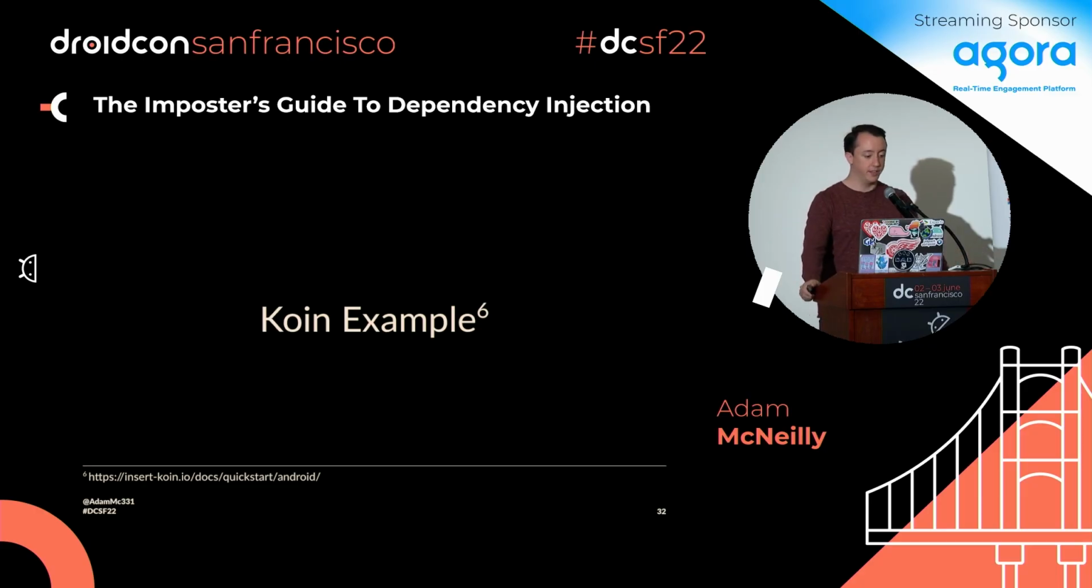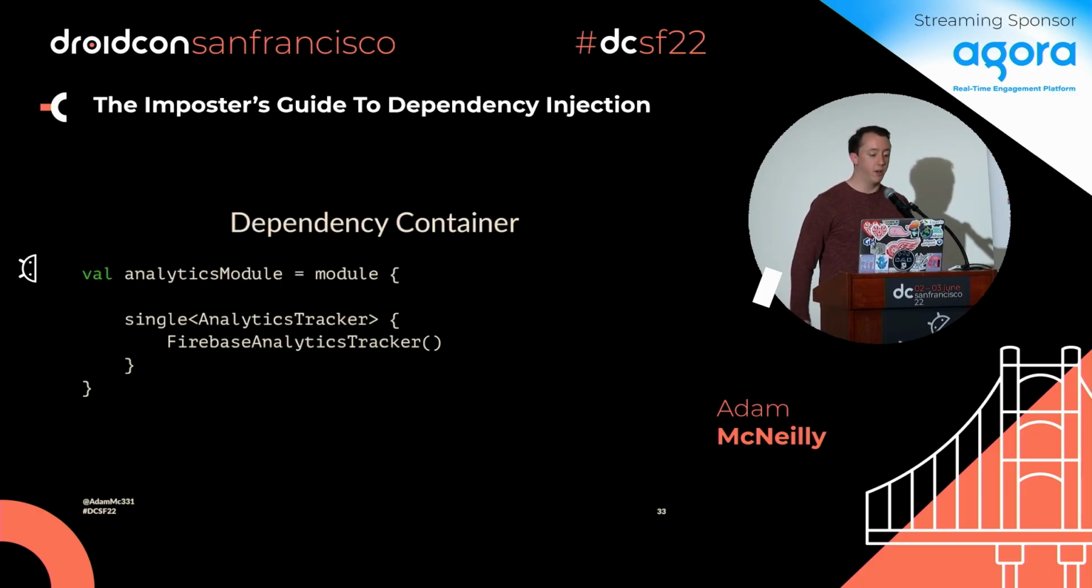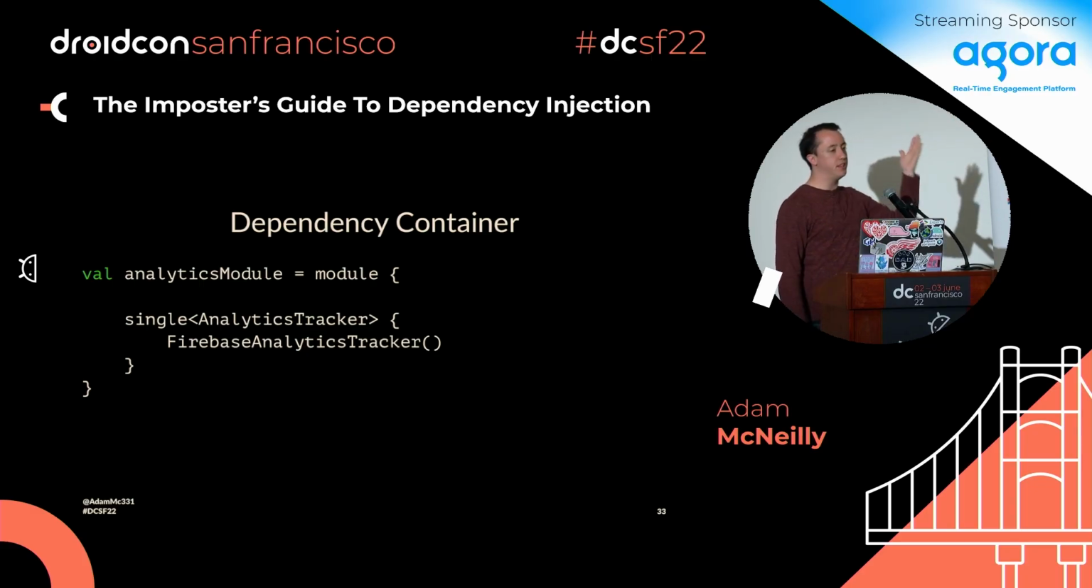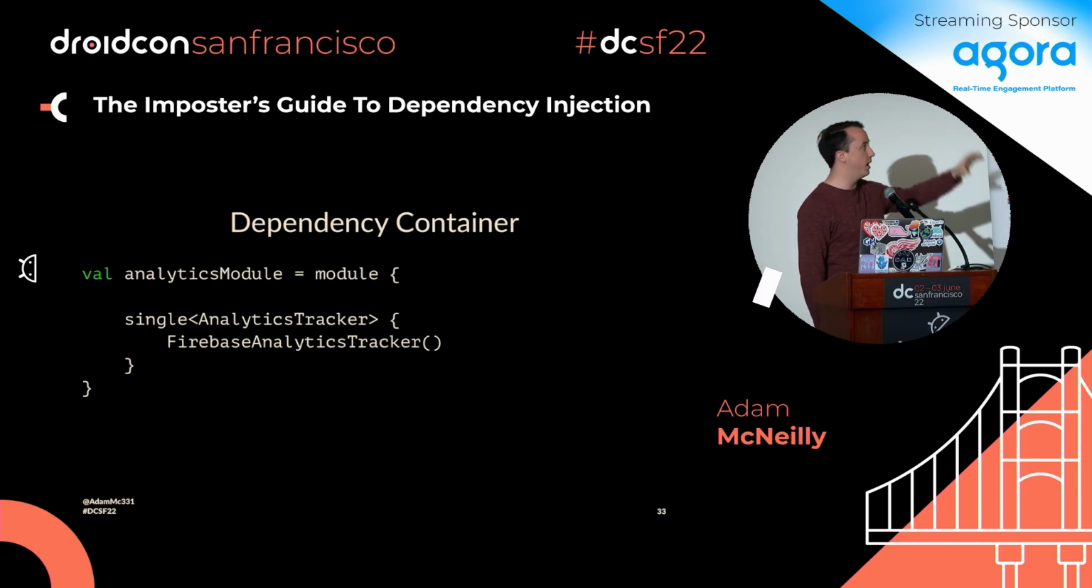So let's look at a Koin example, which is going to be effectively the same thing. Koin also uses this concept of modules. I create a module. And then in here, I have a single. Basically what this means is singleton, to create one single analytics tracker. And in Koin, you could also call it a factory, which basically says create a new tracker every time. A nuanced difference we don't need to worry about here. But in the brackets, the generic type is our interface.